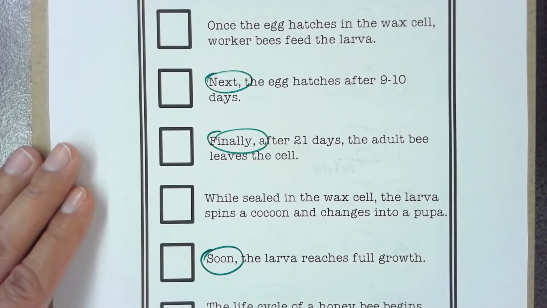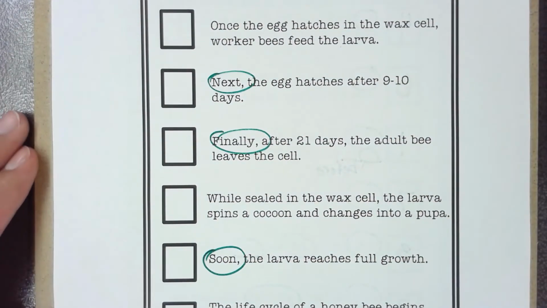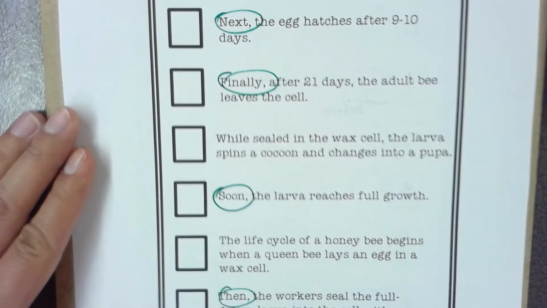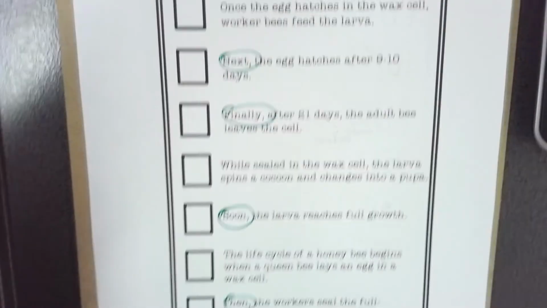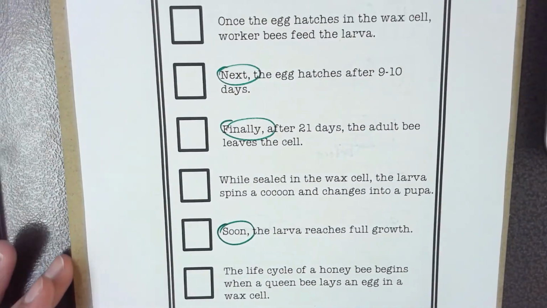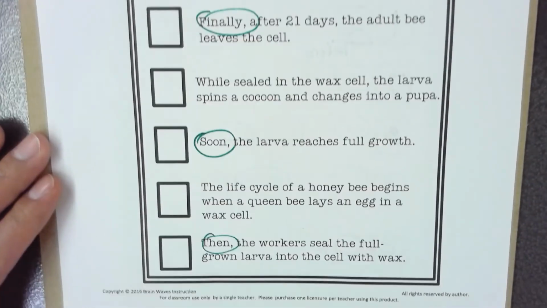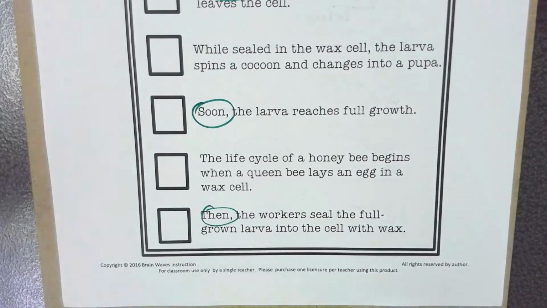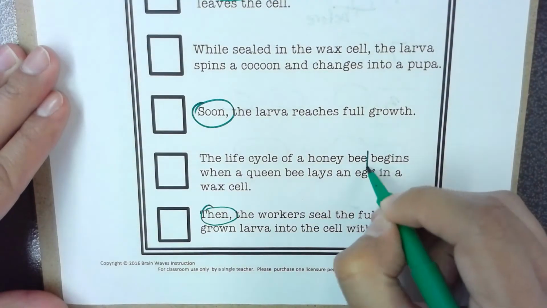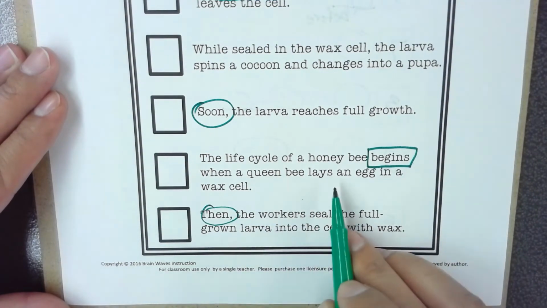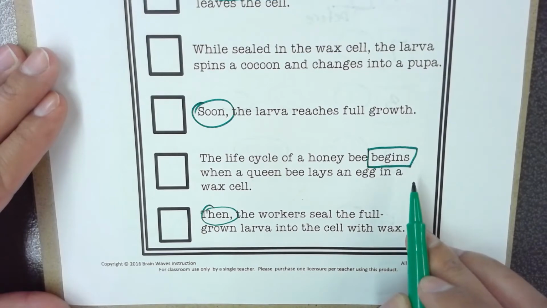So, out of these, what is the first step in the life cycle of a bee? We need to look at a word in the events dealing with the start of something. I want to see if you can find it. Look at all these events. Which one has a word that's a synonym to the word starting? And I see it right here. Begins. The life cycle of a honeybee begins when a queen bee lays an egg in a wax cell. That's our first step.